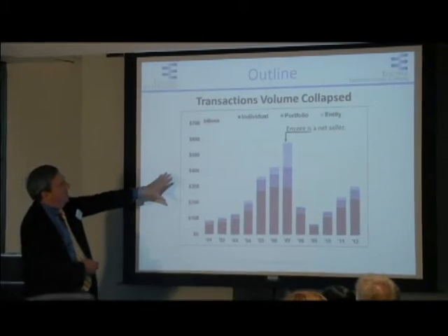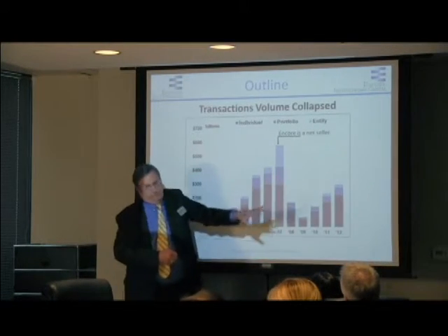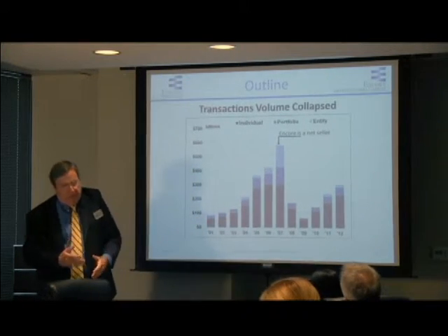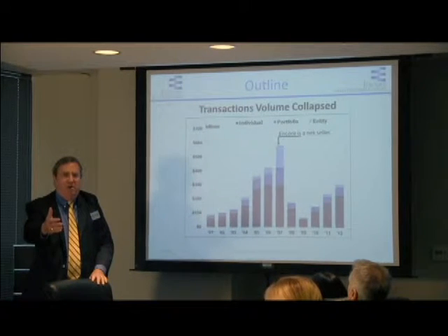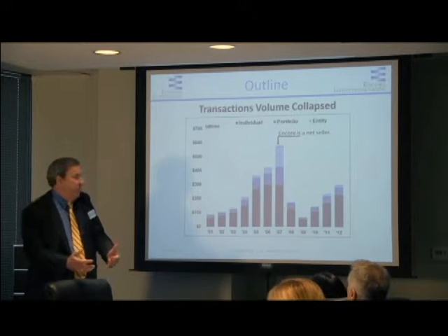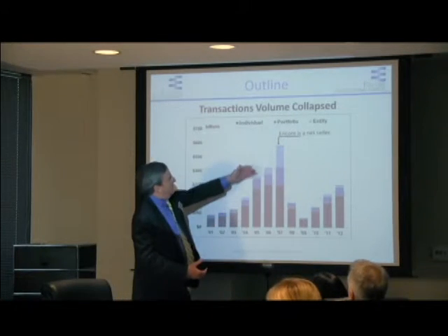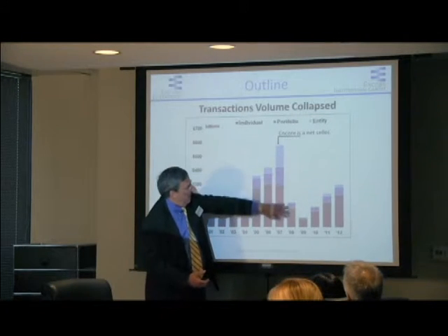And this shows transactions volume. What happens in a crash is that banks can't trust the other banks because we don't know what the value of their assets are. And so banks stop lending to other banks. Liquidity dries up, and when liquidity dries up, transaction volume falls. And that's exactly what happened in 2008.